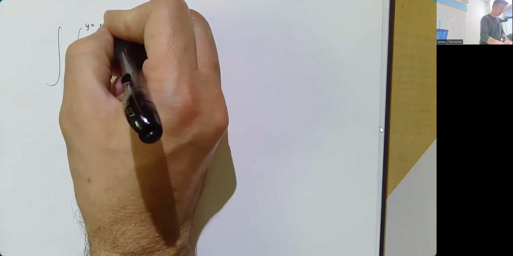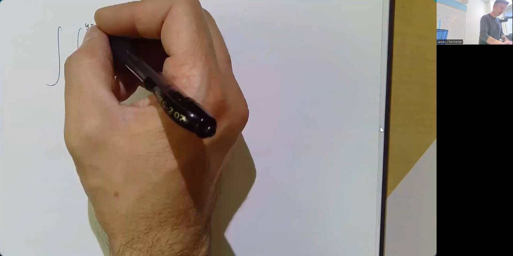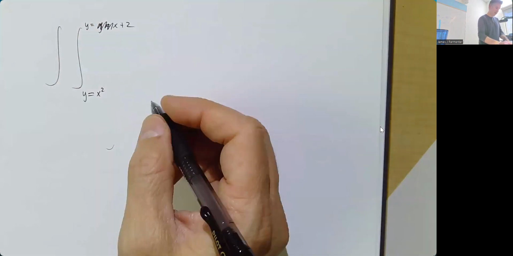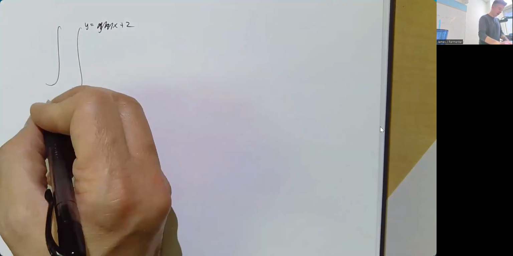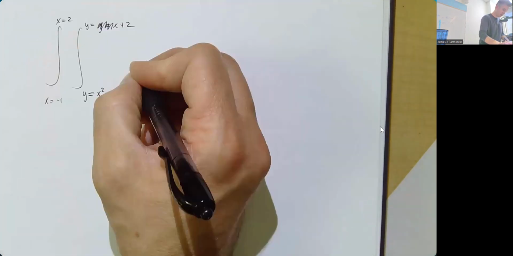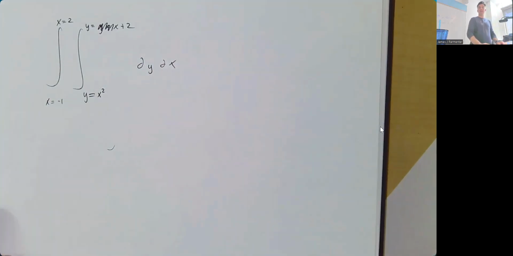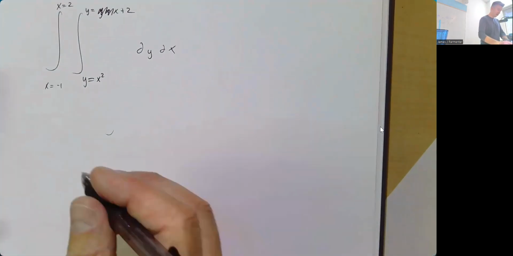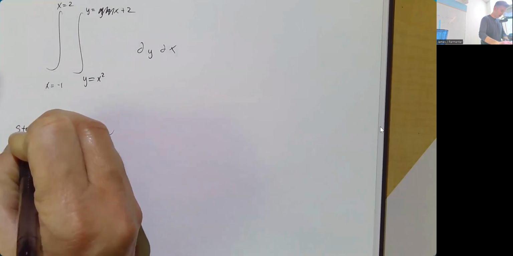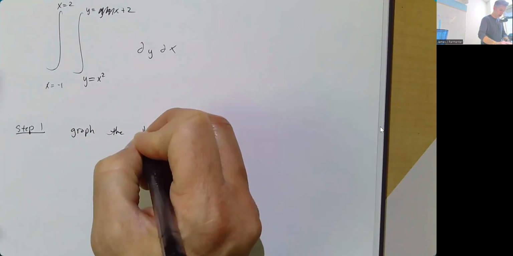Y equals x plus 2. Yeah, that works. So y equals x plus 2. And then the x values are going to be from x equals -1 to x equals 2. dy dx. Let's say we were trying to rewrite that one. So step 1 is to graph the inner functions.